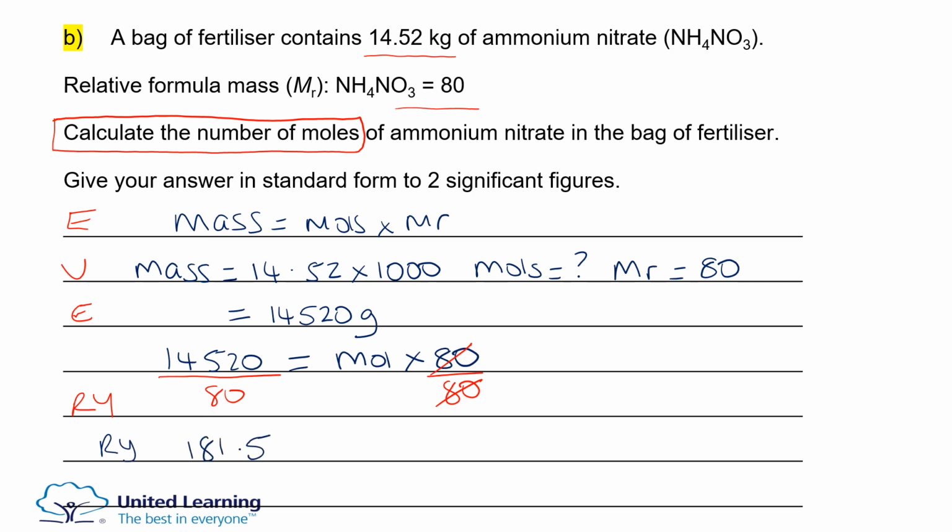181.5. Now the question says give your answer in standard form to two significant figures. So we need to rewrite this with just two significant figures, and so that means if it's in standard form, therefore it's got to be times 10 to the power of. So 181.5 in standard form to two significant figures equals 1.8 times 10 to the power of 2. You can see that we've simply moved the decimal place back 2 places for our two significant places and rounded off.